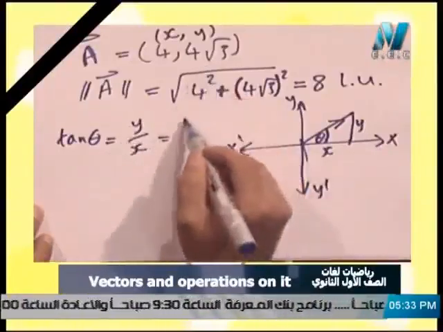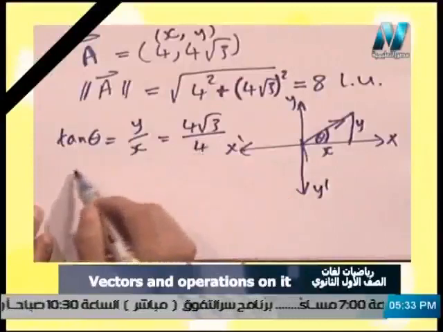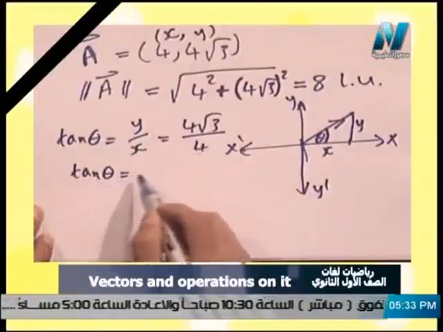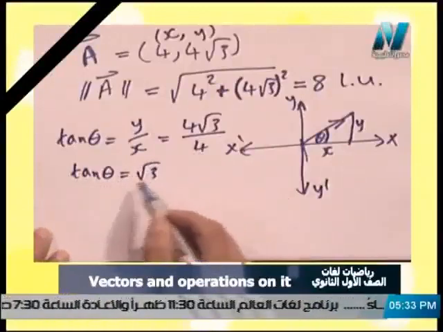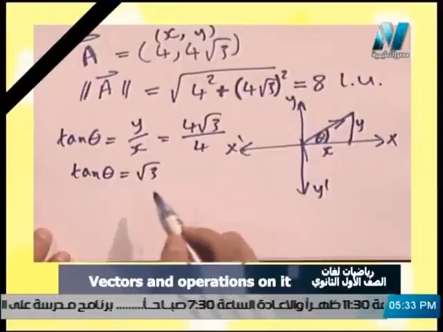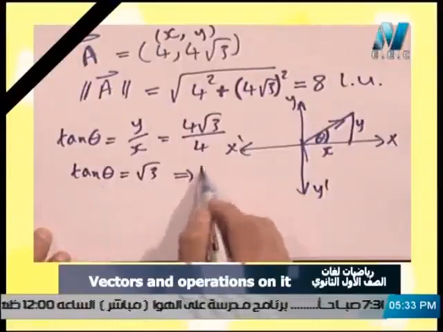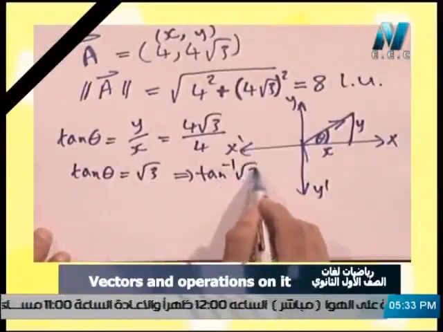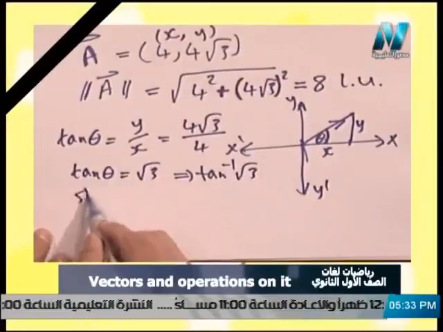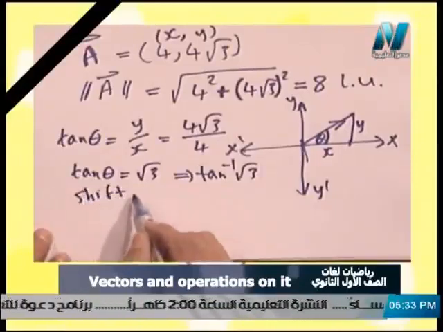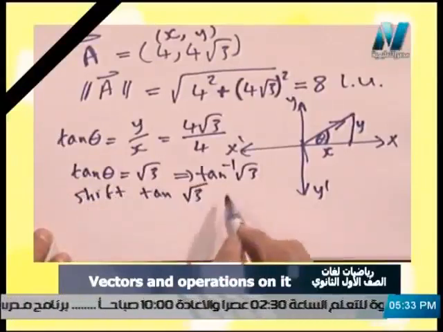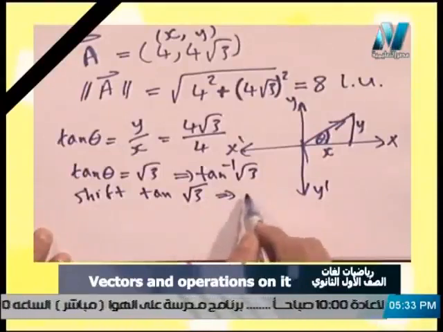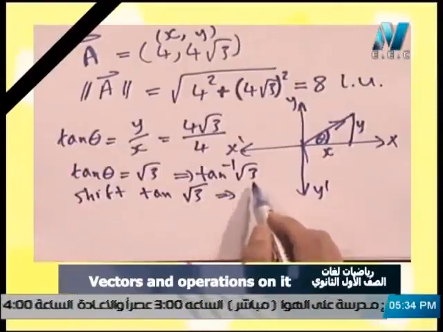Y here is 4 root 3 and x here is 4. So tan theta equals root 3. By using your calculator, you know that shift tan, the inverse of tan, or tan minus 1 of root 3, you press shift tan and you press root 3, the angle here will be 60 degrees.